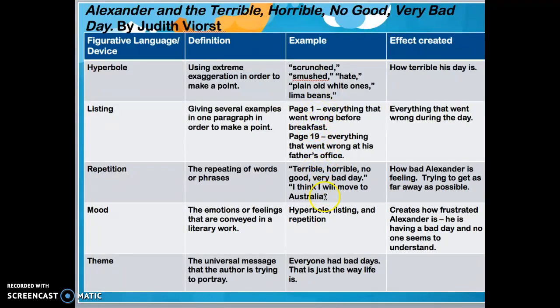So we put it in there, and then we have the effect that is created. The hyperbole shows how terrible his day was. The listing gives us everything that went wrong during the day. The repetition, again, with the hyperbole tells us how bad Alexander is feeling and trying to get as far away from these feelings as possible. The mood with the hyperbole, listing, and repetition creates how frustrated Alexander is and how he's having this bad day that nobody seems to understand.